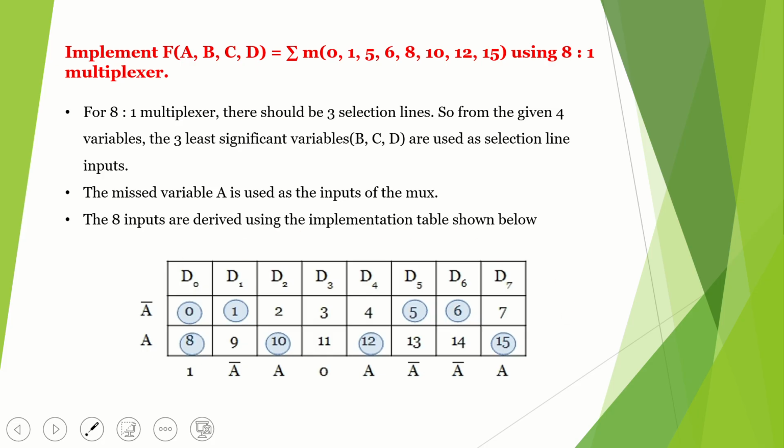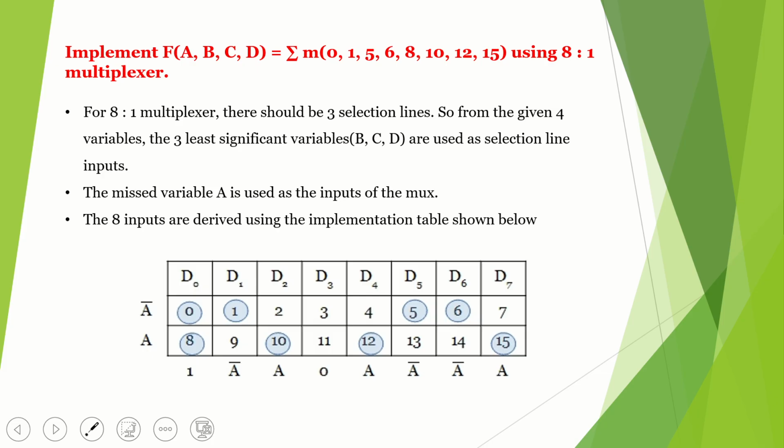Consider the first row as A bar and the second row as A. As you already know, we have to circle the minterms given in the formula. So 0 is circled, 1, 5, 6, 8, 10, 12, 15. All these are circled. Then next we have to derive the input for each data line. For D0, both the minterms are circled, so the value is 1.